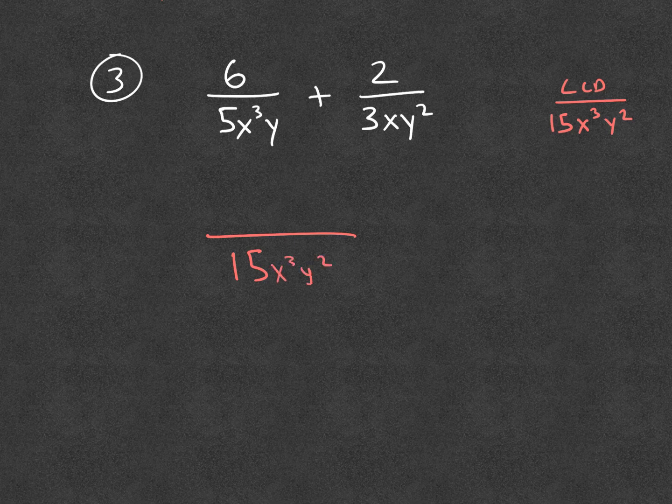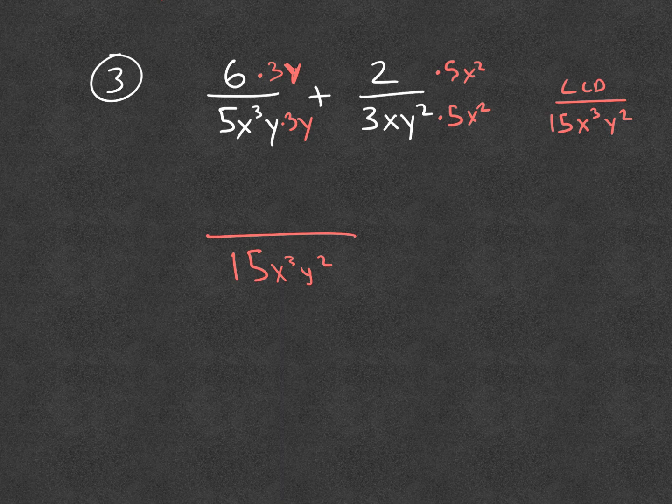So let's see, in the first one, I have 5, I need 15, so I have to multiply by 3. I have x cubed, but I need y squared, and I only have y, so I'm going to need to multiply by 3y, that is a y times 3y. On my fraction on the right, I have 2 over 3xy squared, so to get 15 on the bottom, I'm going to need to multiply by 5. And then to get x cubed, I have an x, so I need 2 more x's, x squared. And that should do it because I already have y squared. So that's going to give us our common denominators.